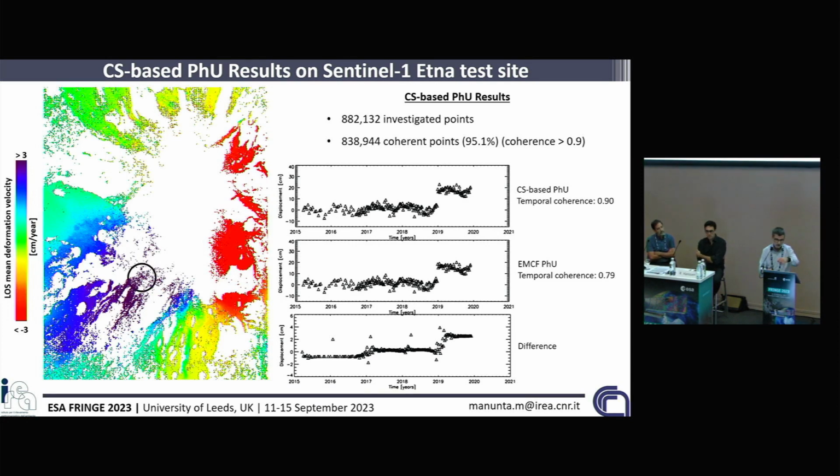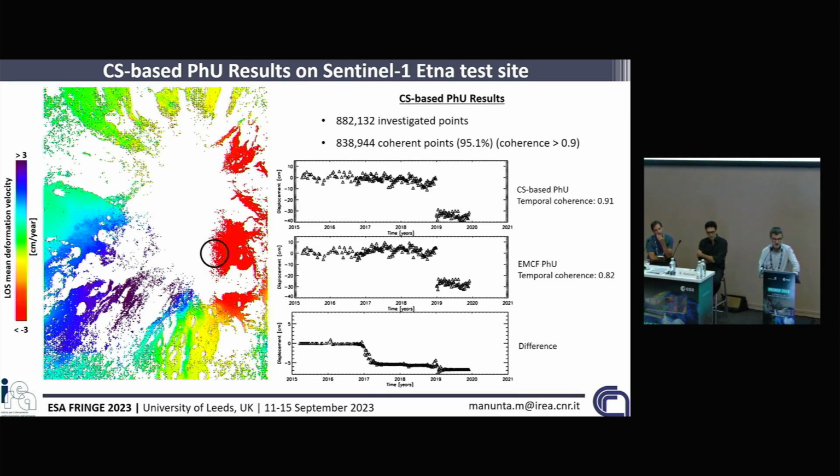In the last plot, we have the difference between the two solutions. We can appreciate how the new procedure is able to detect a jump of around 3-4 centimeters in correspondence of the 2018 and 2019 volcanic activities. I also want to highlight that we improve the coherence from 0.8 for the EMCF to 0.9 for the CS-based solution. Here we have another point relevant to the eastern flank of the Etna.